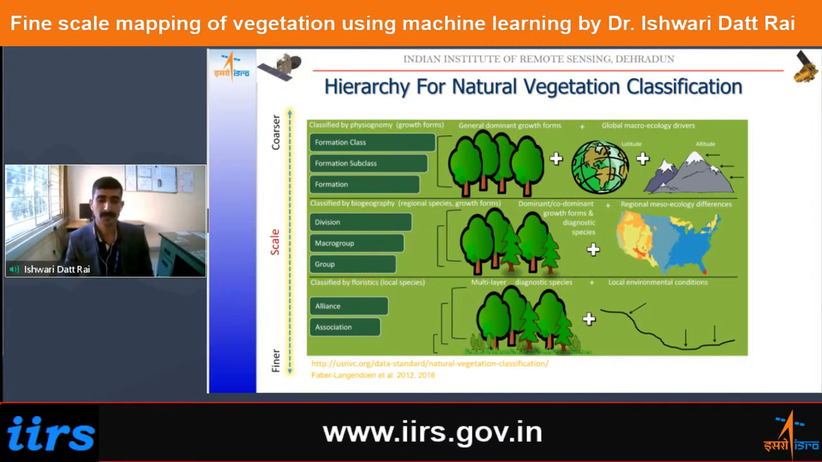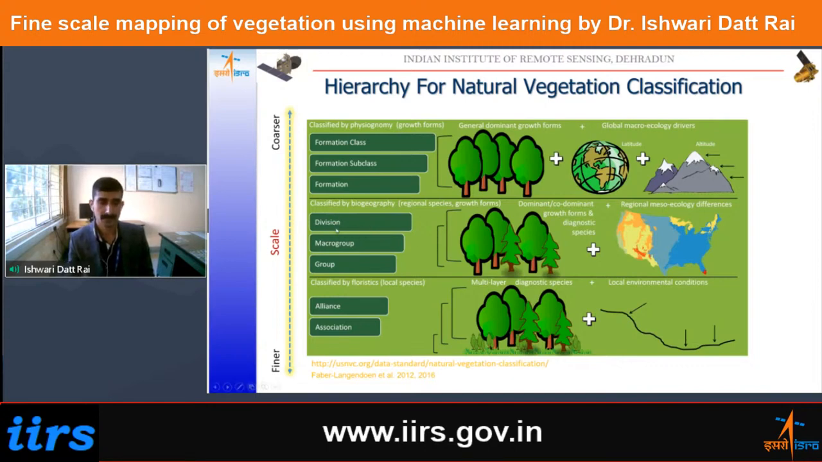So physiognomy is an important ecological context at upper level, and which increasingly integrates the biogeography and the floristics at the lower levels. So these upper levels of the hierarchy are based on the dominant and the diagnostic growth forms, and the macroecology that works on the larger scales like latitude or the elevation gradients.